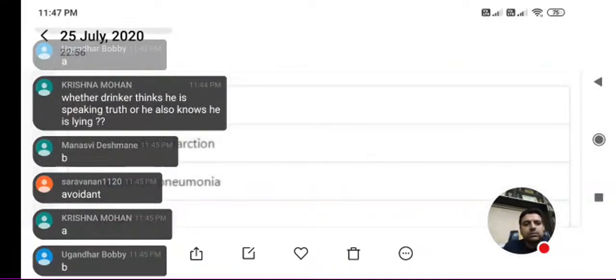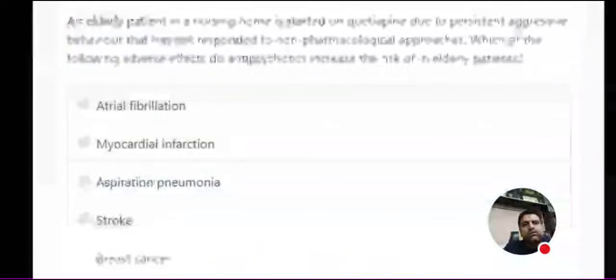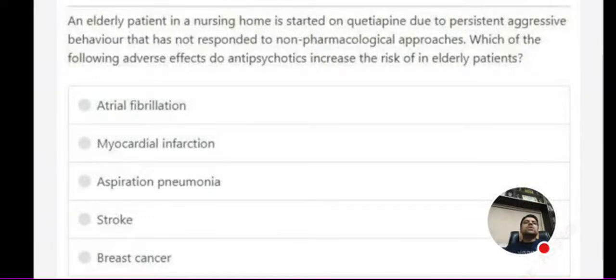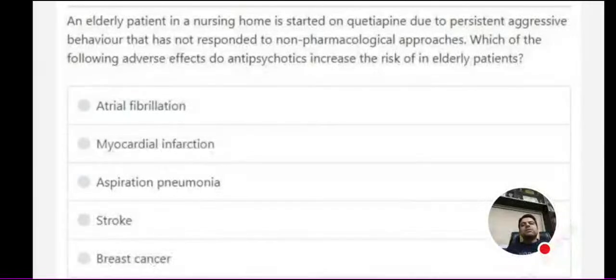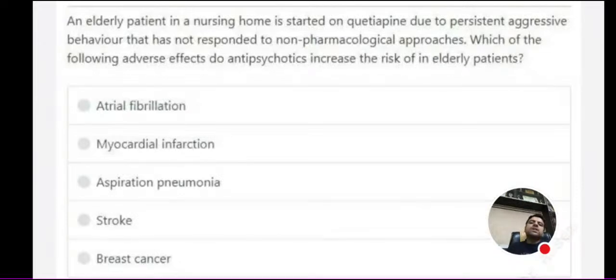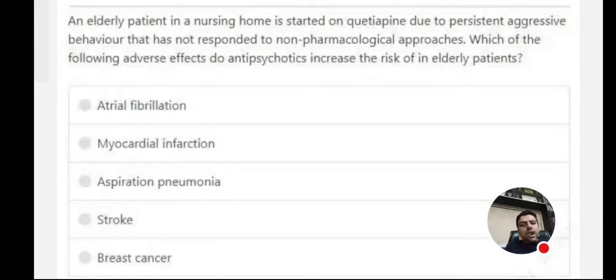Now, an elderly patient in a nursing home is started on quetiapine due to persistent aggressive behavior that has not responded to non-pharmacological approaches. Which of the following adverse effects of antipsychotics increase the risk in elderly patient? So guys, all options in front of you. Atrial fibrillation, myocardial infarction, aspiration pneumonia, stroke or breast cancer.